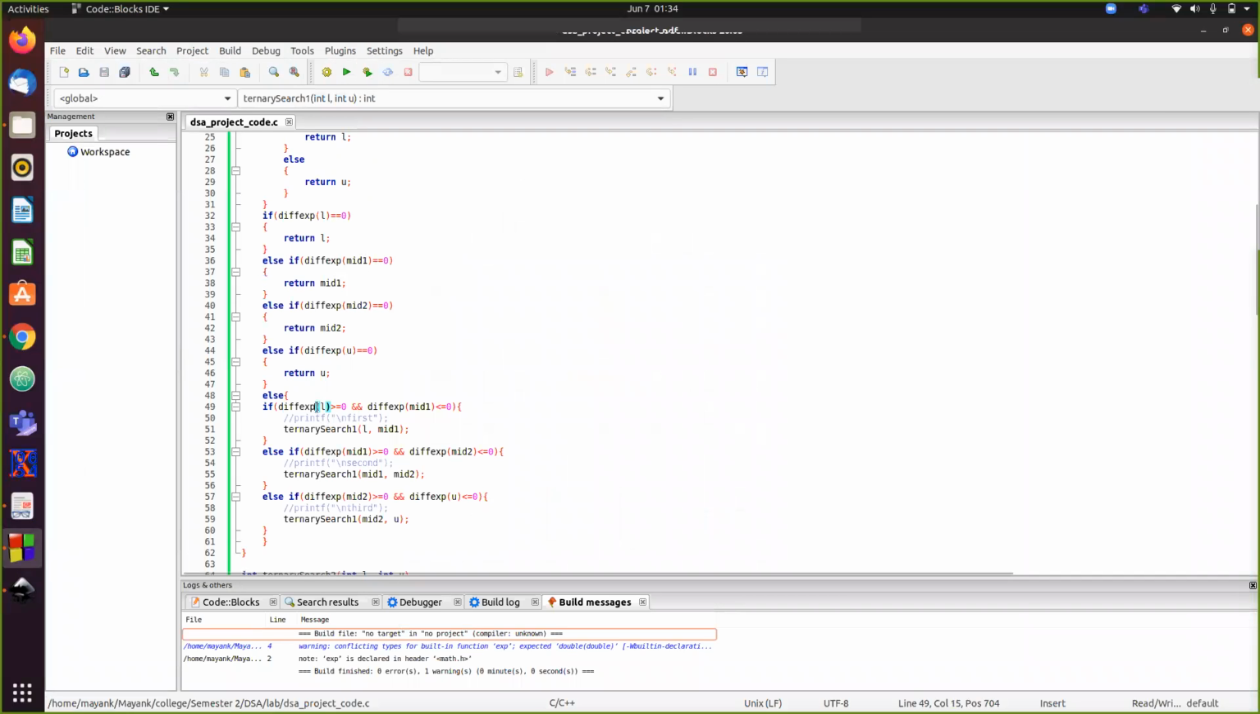Based on some conditions like this basic differentiation, we have narrowed down the region. So in this case, this condition tells you whether the region between L and mid 1, which is the first region, will be considered or not. Similarly, the second region and the third region are given by these lines of code.